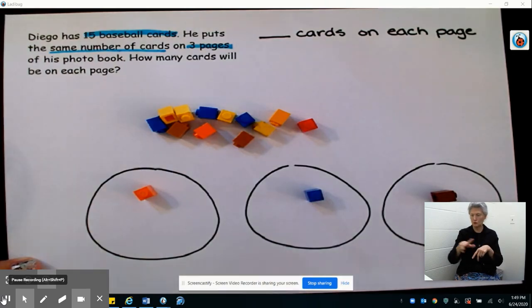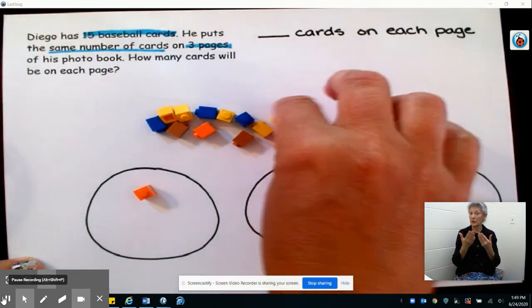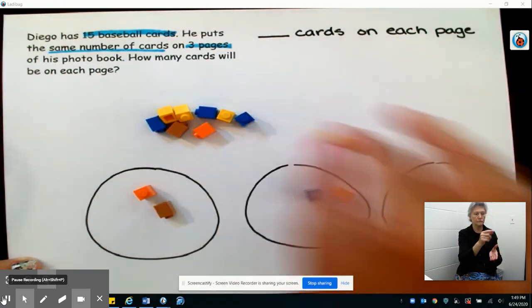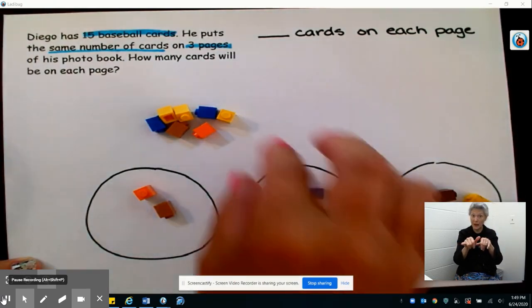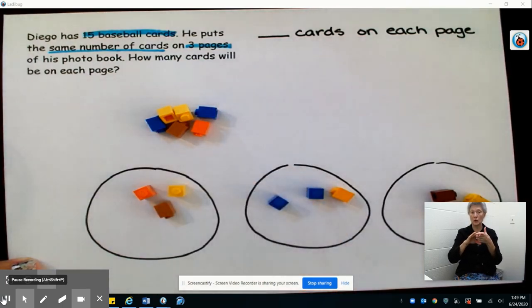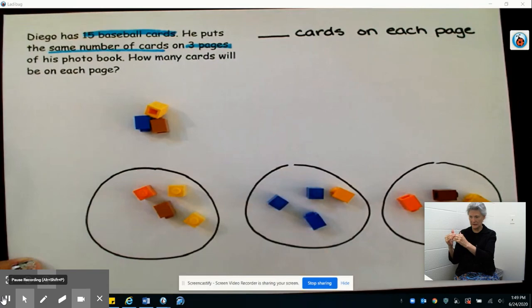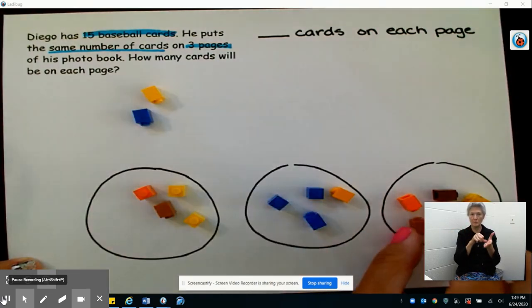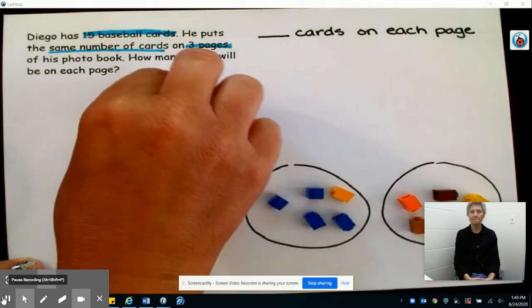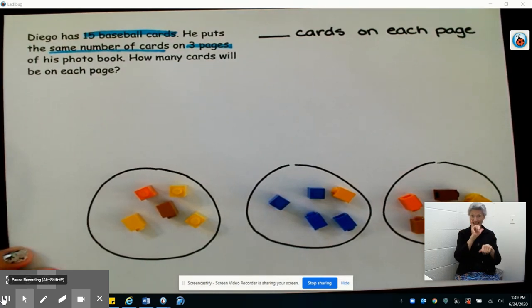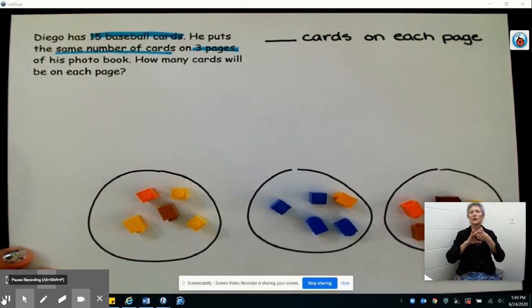Now, I still have enough to do it again. So I'm going to put another baseball card on each page. And I'm going to keep doing that until I have shared all the baseball cards onto the 3 pages. Now I can double check to make sure I have the same number of baseball cards on each page.